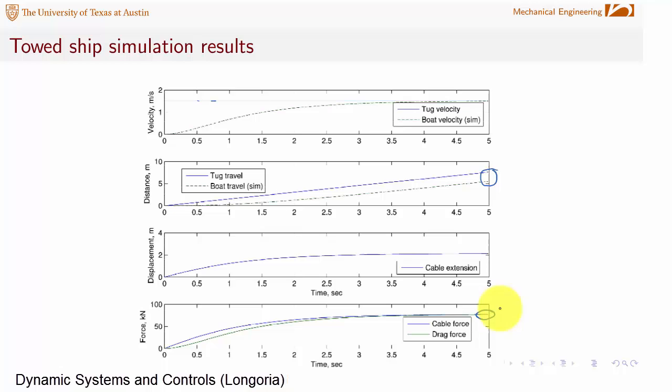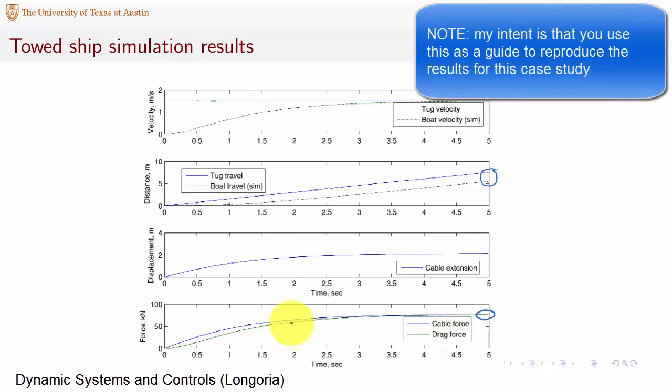Note at the very end, the cable force balances the drag force, so you're just barely giving it enough force to keep it going. You're just overcoming drag. This difference here is because you're accelerating, so there's some inertial force that you're having to overcome, but once you overcome that, it steadies out. Okay, so it all makes sense. This is what we call verification. It's doing exactly what you want. Now you could go in and play with the model, change parameters, introduce other effects, and so on.